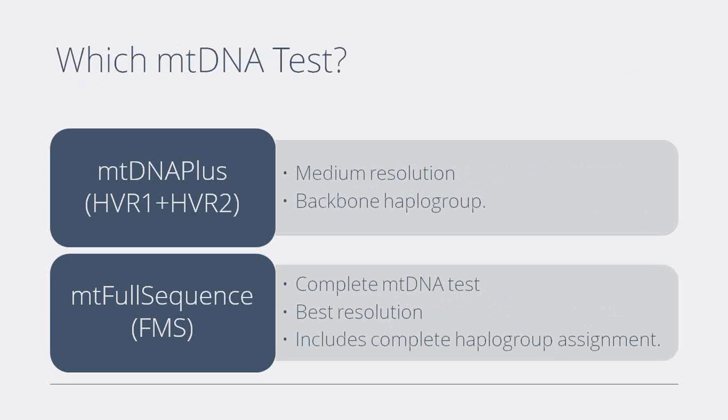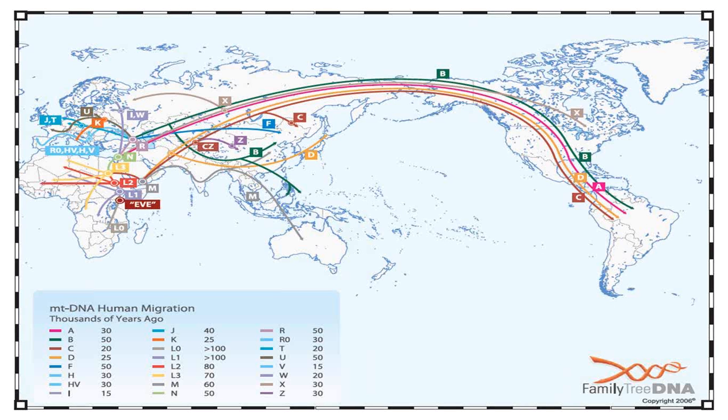So, for example, I'm in haplogroup K, and with the mtDNA Plus test, I just knew I was K. But once I got the full sequence results, my haplogroup got more specific, and now it's K1A1B1A. A little bit of a mouthful, but basically that's just deeper branches, more branches on the mtDNA tree.